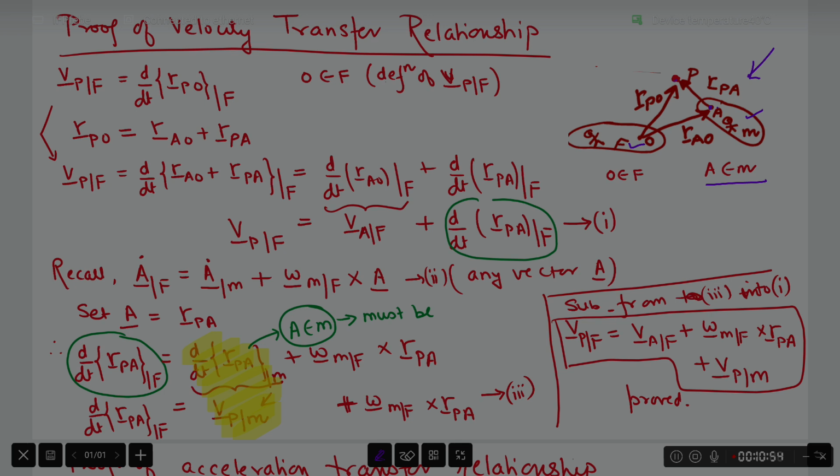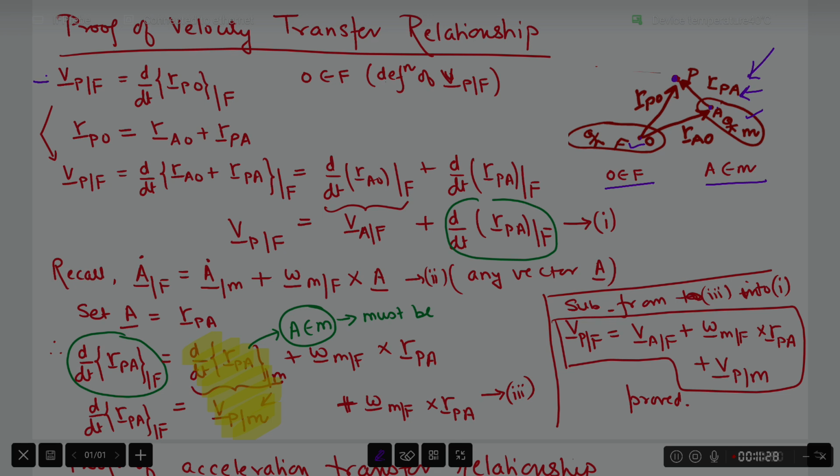and then P is that free particle, and I have drawn three position vectors of P. One measured from point O, that position vector is RPO, where O is fixed in F. Another position vector is RPA, and the third position vector is RAO. We will see the significance of these vectors in our derivation.